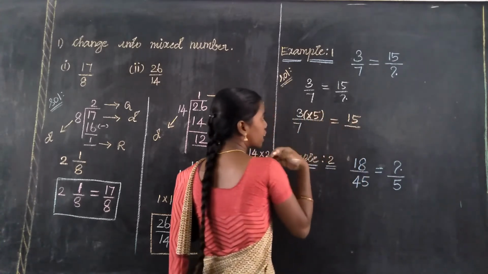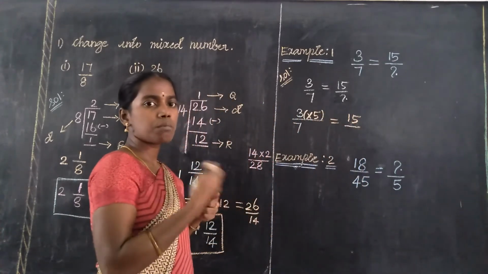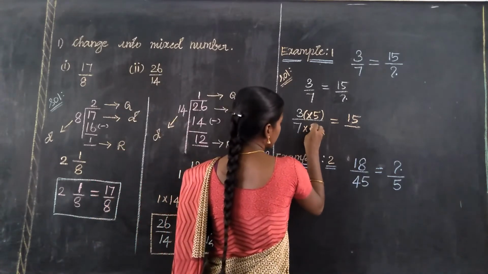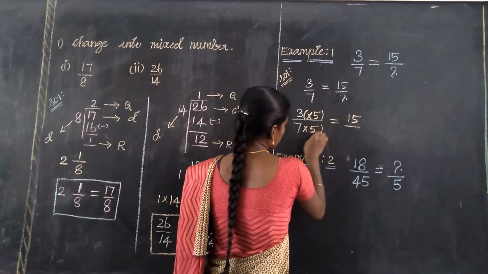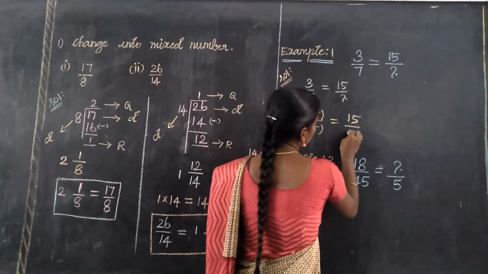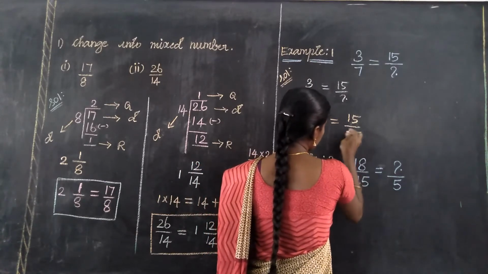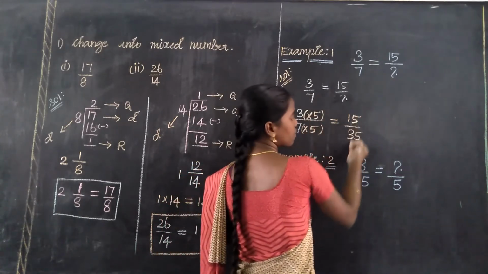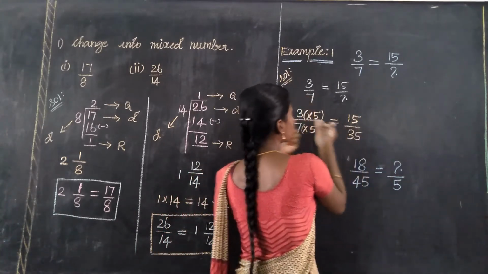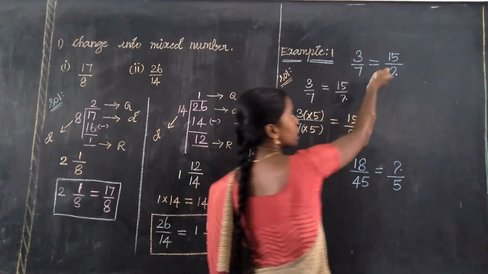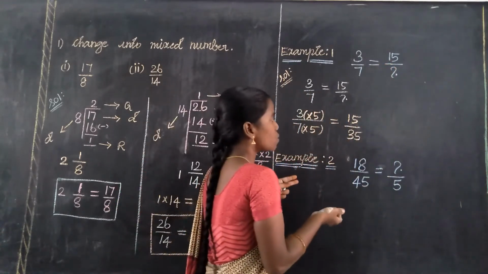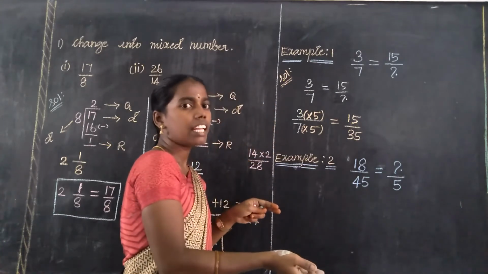For the numerator, we give some number of times, like 5 times, 6 times, 7 times. Whatever times we gave, the same value we apply to this denominator, that is 5, which is equal to 7 fives are 35. Is it? So the answer for the question mark is 35. Then we divide this value, which is equal from LHS to RHS. Why? Because of the equal symbol.